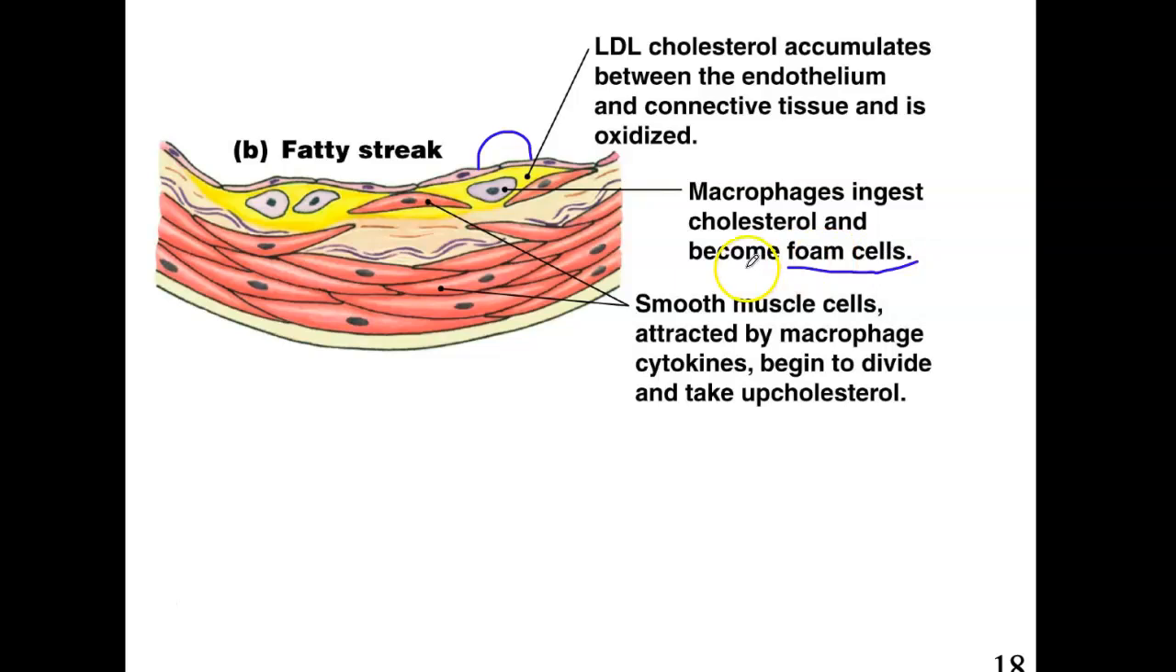Notice that the muscle that was nice and tidy in a row down here is now attracted by that macrophage, by the cytokines released by the macrophage, and they divide and they start to take up cholesterol. So this whole structure has been disrupted.